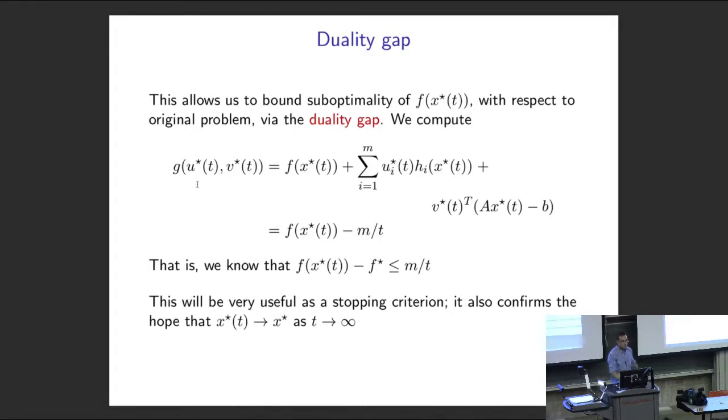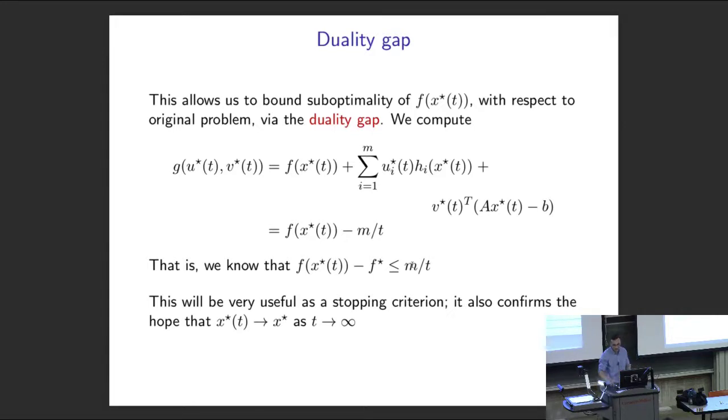So the dual function evaluated at these points u star and v star that we formed is just f of x star of t minus m over t. M's the number of constraints here. And if I take the difference now between the primal, which is f of x star of t, and the dual, I just get m over t. So that is the duality gap. In other words, I know that if I were to solve the central path problem, I've guaranteed now, through duality, that I'm no farther away from optimum than m over t, where m's the number of constraints.